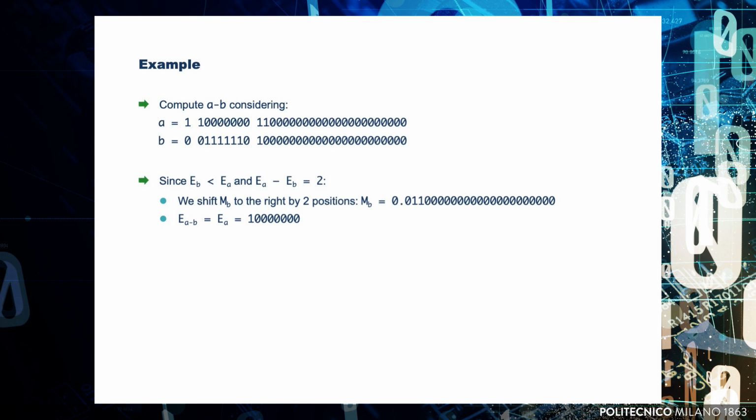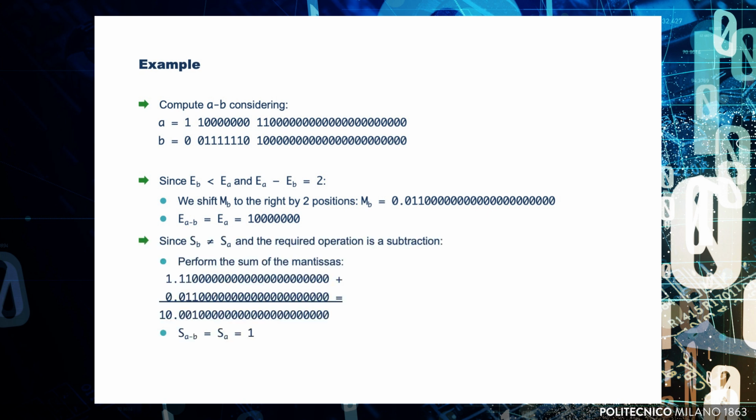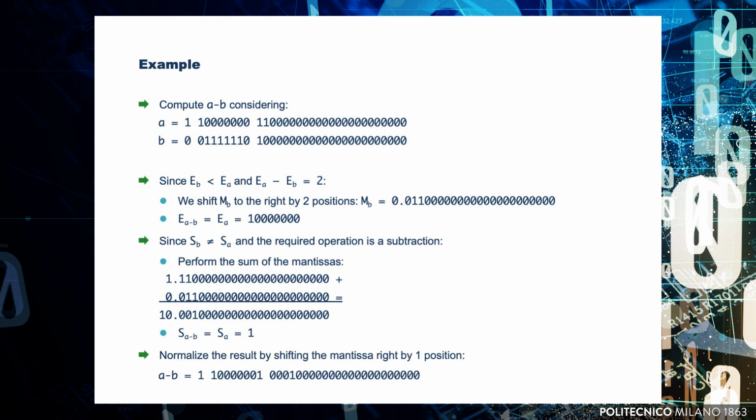In this way, both operands have the same exponent, which becomes the exponent of the result. Next, we consider the signs of the operands and the required operation. Since the two signs differ and the operation is a subtraction, the actual computation performed is the algebraic sum of the two mantissas. Moreover, the sign of the result is the same as the sign of A. Finally, since the mantissa has an integer part greater than 1, we normalize the result by shifting it to the right by 1 position and incrementing the exponent accordingly. This gives us the final normalized result.